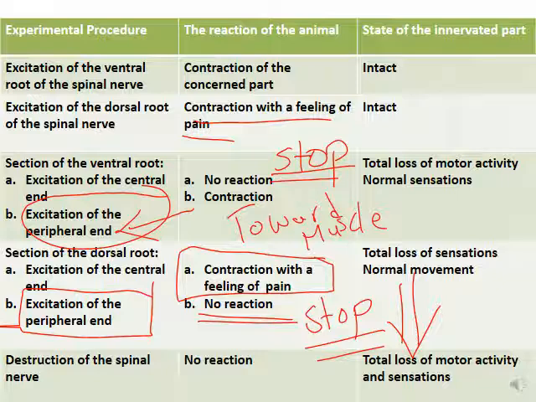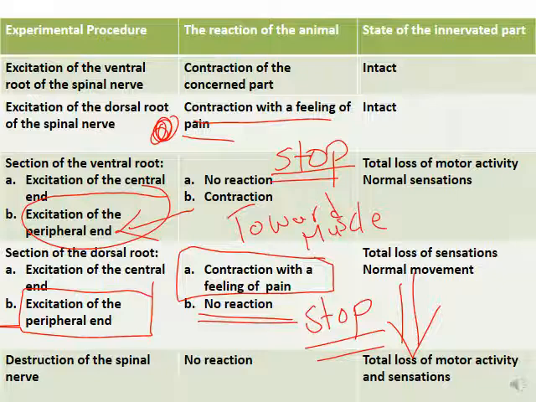While in the dorsal root, why do we call it sensory? Since it has a sensory function, as explained in the second experiment. So sectioning of the dorsal root: first, we have excitation of the central end. So we have contraction with feeling of pain.